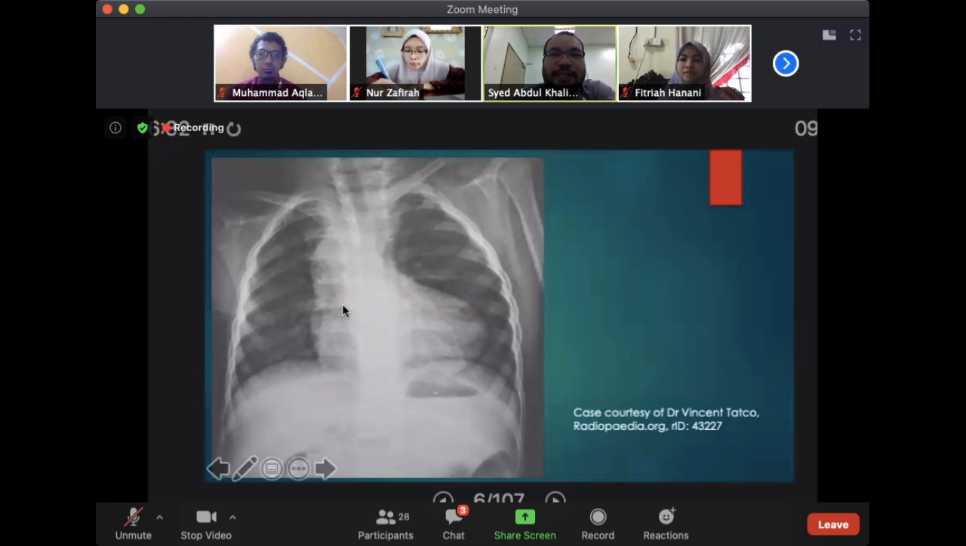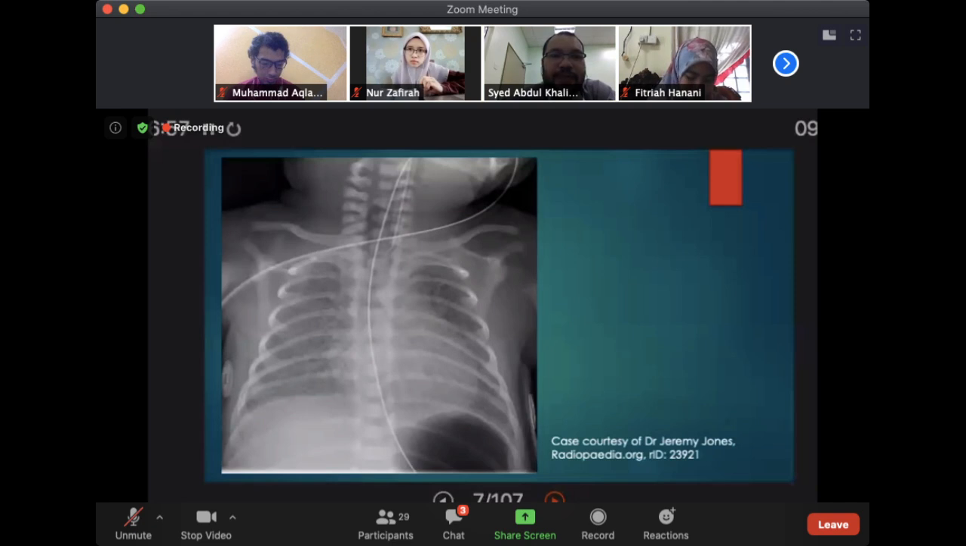And in this sort of film with pulmonary stenosis, you will see oligaemia. You won't see that much fluid in the lungs. Okay. All right. What is this?